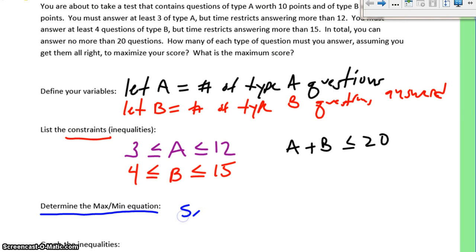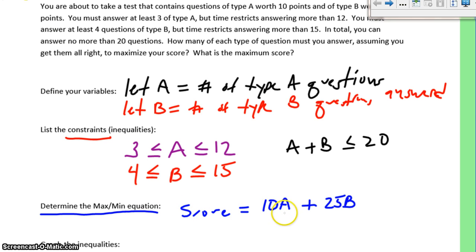So our score in this problem is going to be equal to, let's see, type A was worth 10 points. So if I do 10 points multiplied by the number of type A questions I get, and then I add to that, how many points is type B worth? Let's see, 25. So B is worth 25 points for every type B question I get. This is going to be the equation that I use in order to maximize my score. So I'm going to try and plug in numbers for A and B and see which one gives me out the largest score.